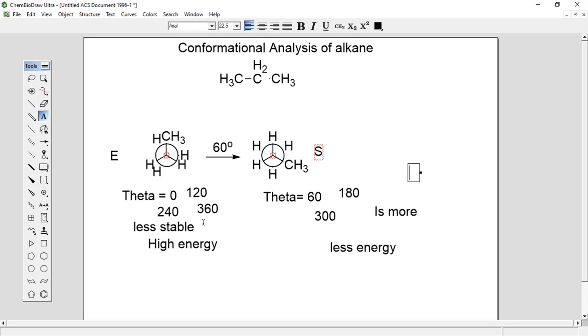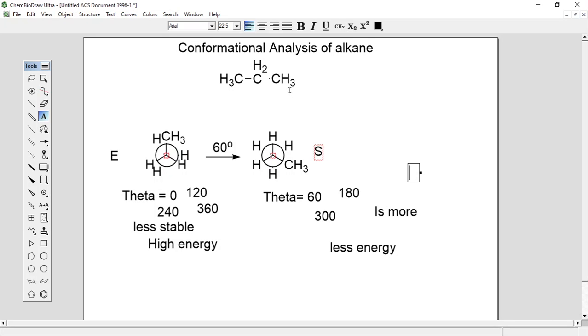That's why the molecule which has high energy is less stable, while the molecule that has less energy is the most stable. So this staggered conformation has less energy, that's why it's the most stable. So this is the conformation and conformational analysis of the propane molecule.